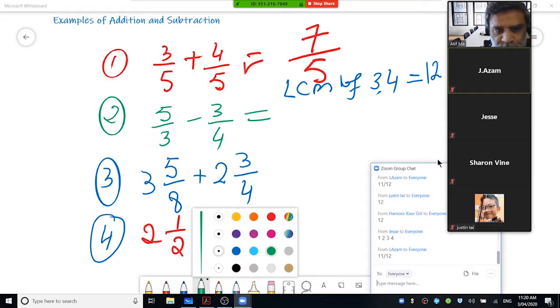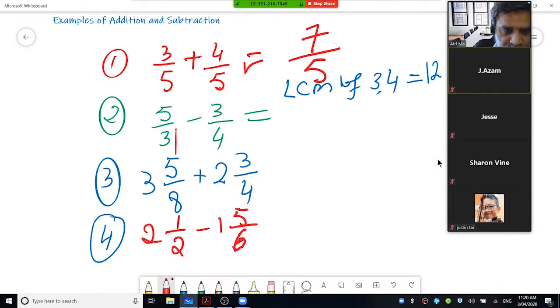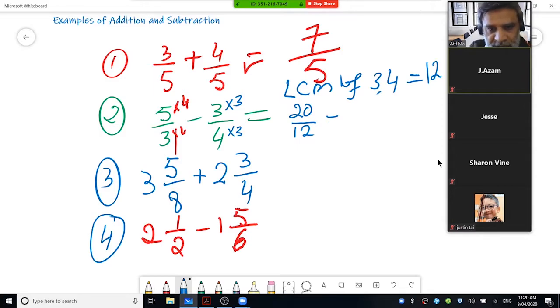So what we would do is, because it's 12 and 3 times 4 is 12, let me take a red color. We would times it by 4, and we would also time it by 4. And here we have to make it 12, so we would time it by 3, and we will also time it by 3. So this means this becomes 20 over 12. Yeah, 20 over 12 and minus 9 over 12.